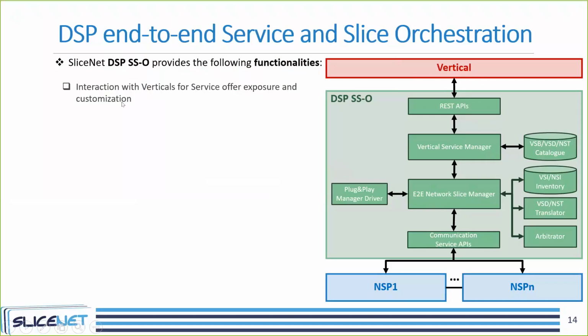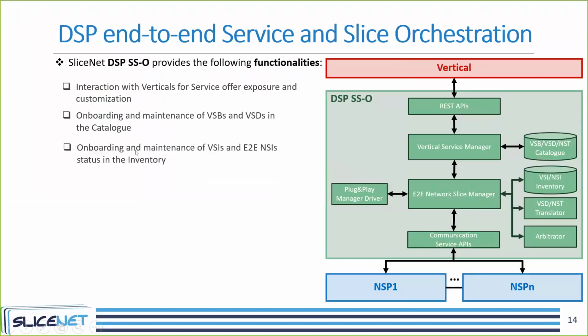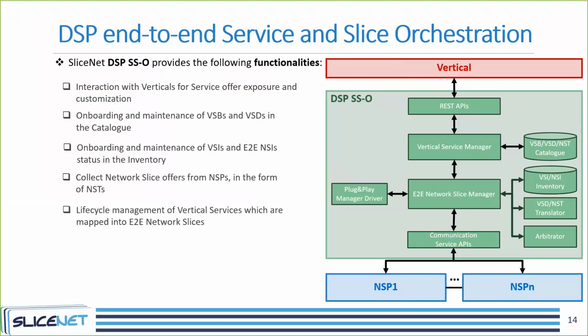So the functionalities: interaction with verticals for service exposure and customization. As I've told you before, the vertical can customize in a way certain parameters and requirements that are in the service. Onboarding and maintenance of VSBs and VSDs in the catalog. Onboarding and maintenance of vertical service instances and end-to-end network slice instances and their status in the inventory. Collect network slice offers from the NSPs and store them in the catalog. Lifecycle management of vertical services, which are mapped to end-to-end network slices.